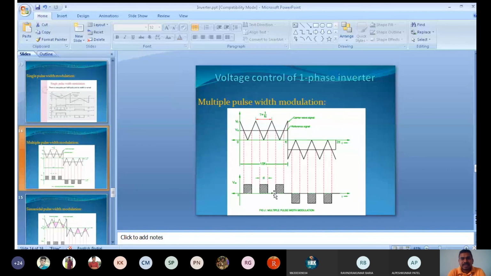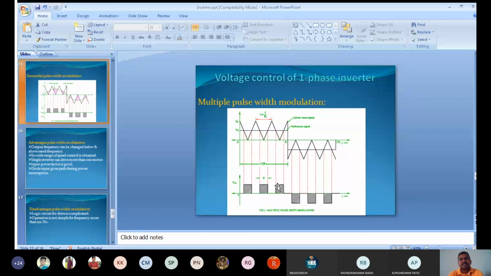Multiple pulse width modulation means we have generated more than one pulse in a half cycle. Here in this waveform we have generated 3 pulses, but the widths of the pulses are the same, not different.